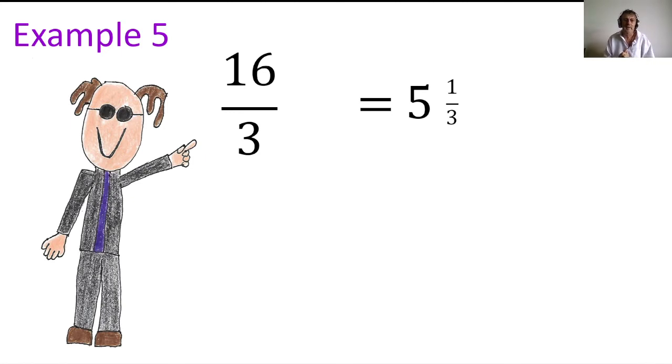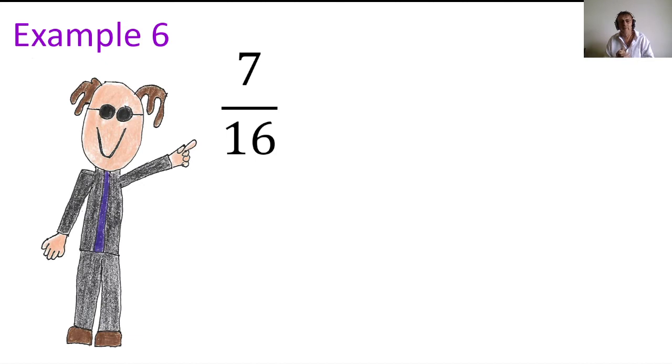Now, if it was 17 over 3, we would have 2 left over, which would be 2/3. If it was 18 over 3, we would have none left over. The answer would just be 6. Okay, so we divide the top number by the bottom number to give us the answer. And any remainders are a fraction of the lower number. Yeah, bottom number.